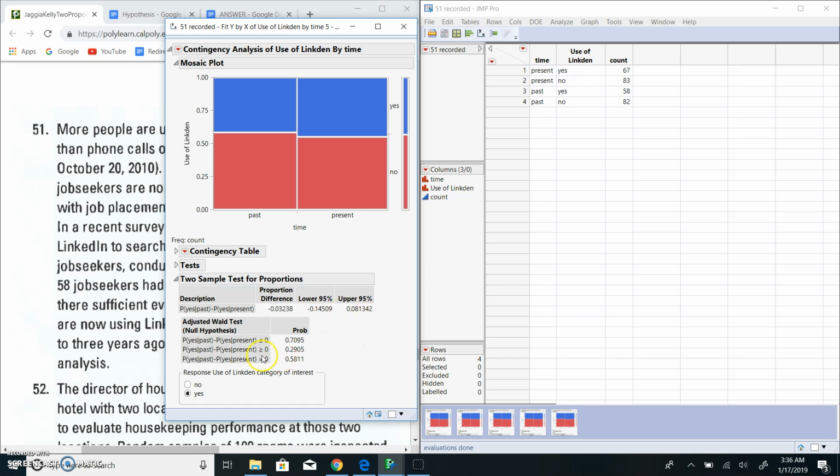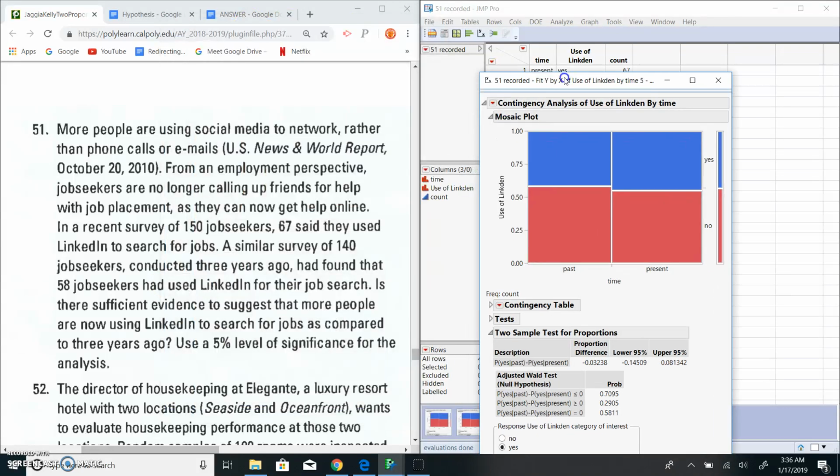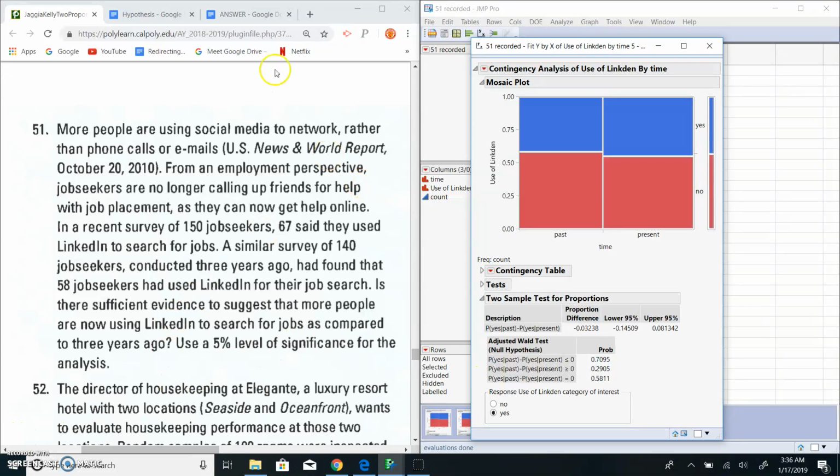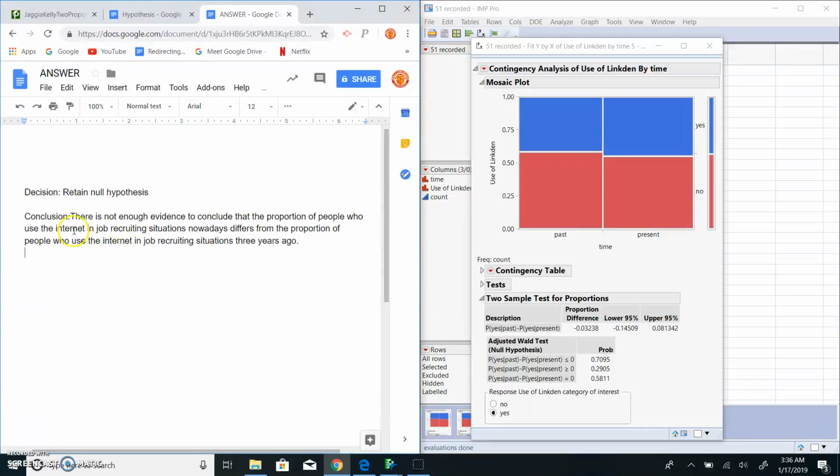And also, if we're looking at this probability right here, the probability that P1 minus P2 is greater than 0, we can see that the probability is higher than 0.005, which is our level of significance. So to wrap this all up, we can write our conclusion.